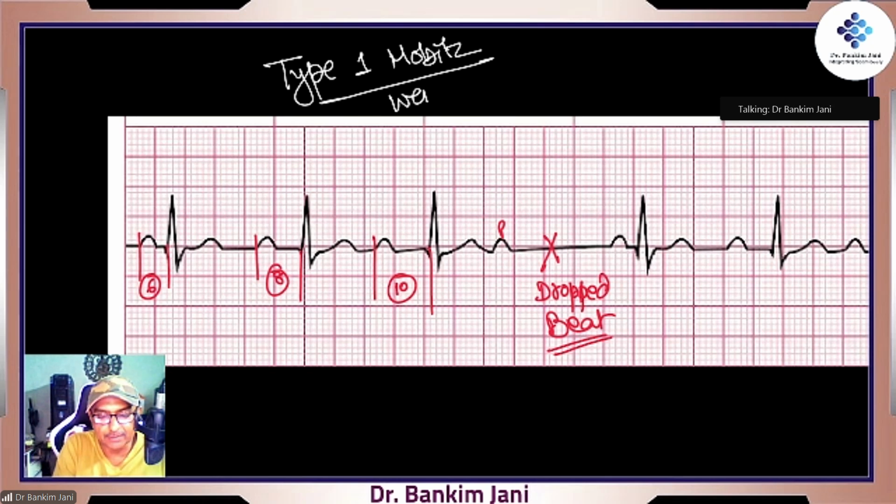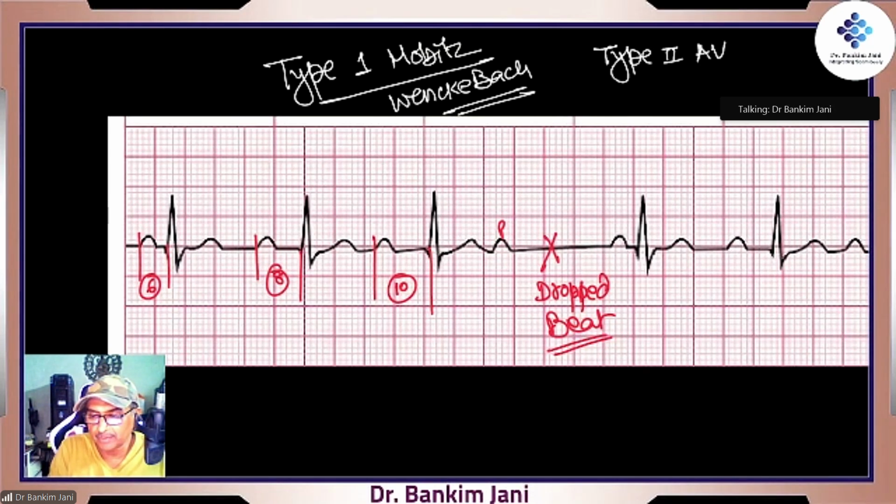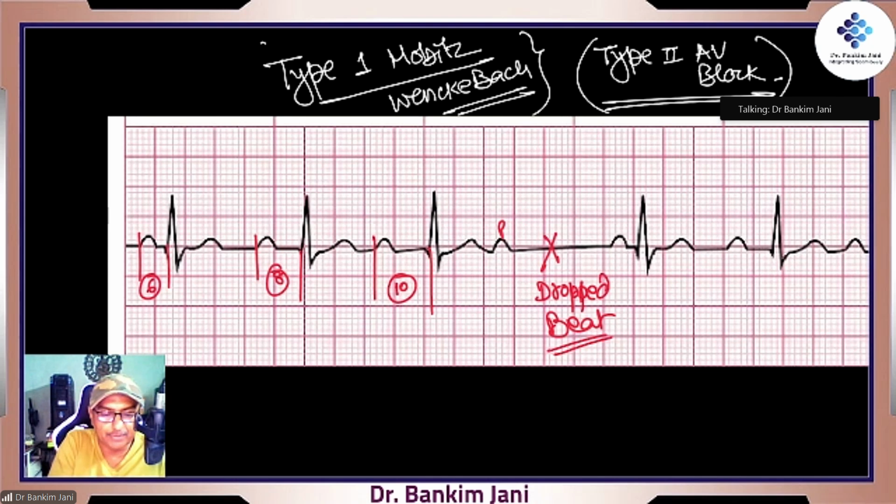also called as the Wenckebach, and this is type 2 AV block. Correct. In type 2 AV block, this is the main type. This is the subtype, type 1 Mobitz or the Wenckebach. If you want to say something more, you can say one more thing in this.